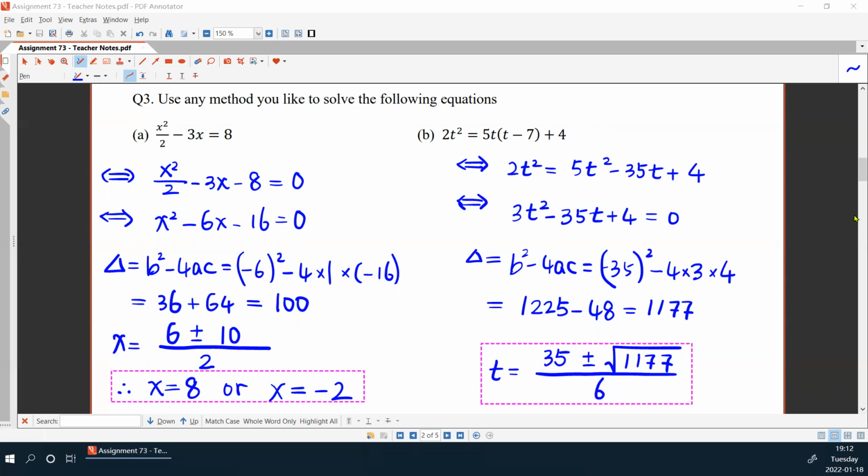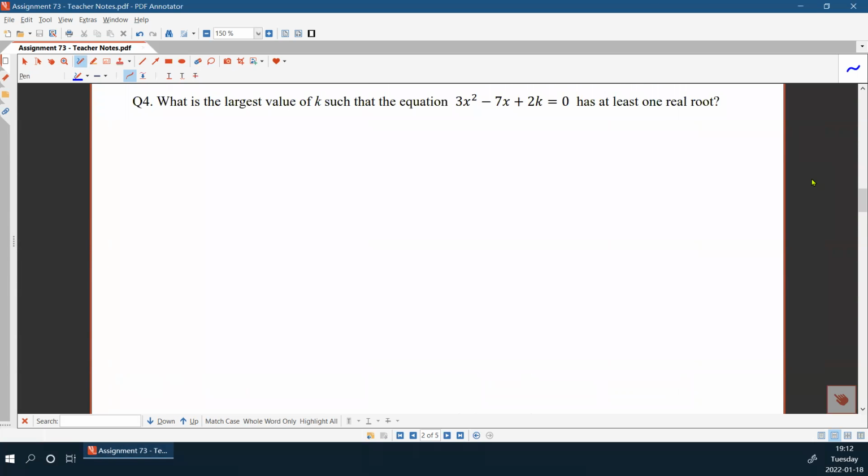Okay, now let's have a look at question 4. What is the largest value of k such that the equation has at least one real root? Okay, so this is related to the determinant, right? Why is it called a determinant? Because the value of the determinant delta decides whether the equation here has real roots or double real roots or imaginary roots, right? So let's go over this important concept again.